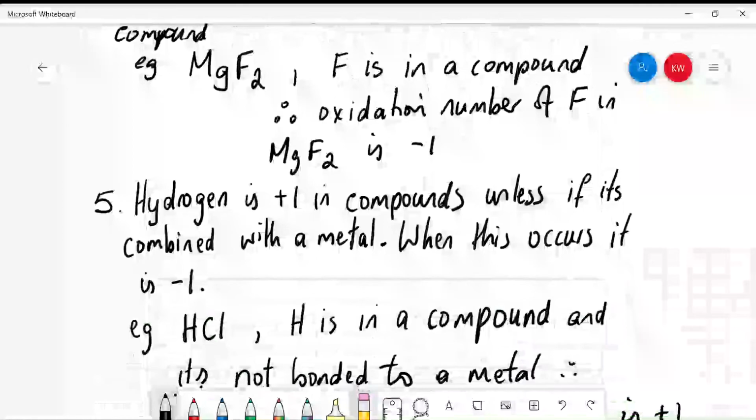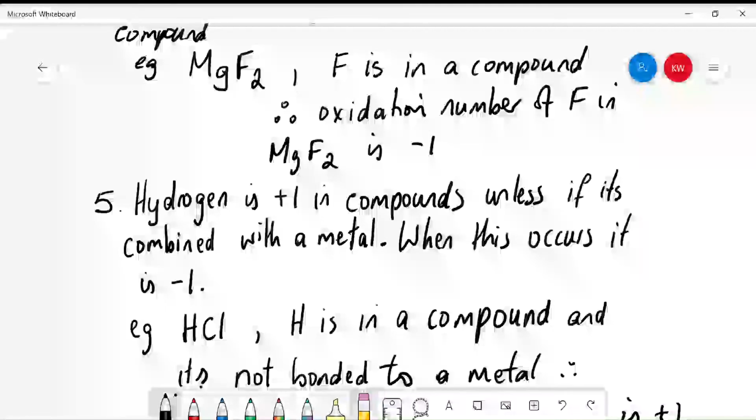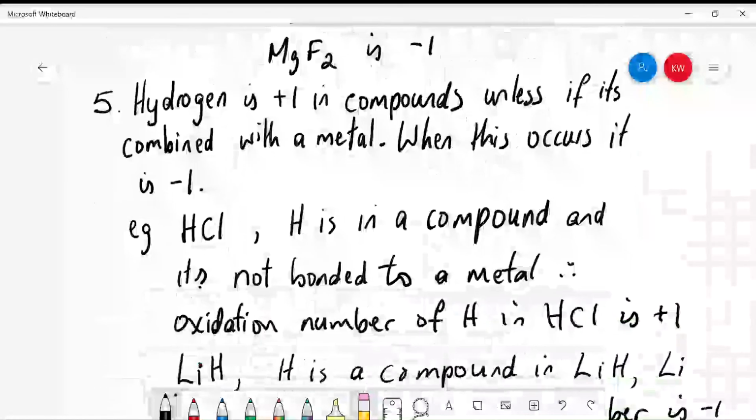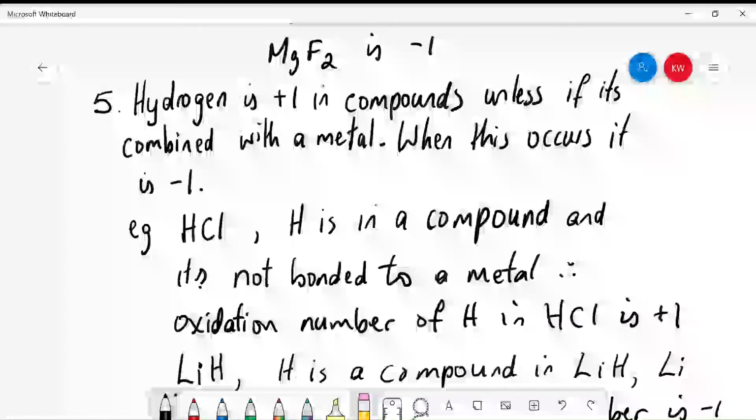Hydrogen, rule number 5. Hydrogen in a compound will have a +1 unless it's bonded to a metal. Example, we have HCl here. HCl is a compound and it's not bonded to a metal because chlorine is a non-metal. So in this case, hydrogen will have a +1.